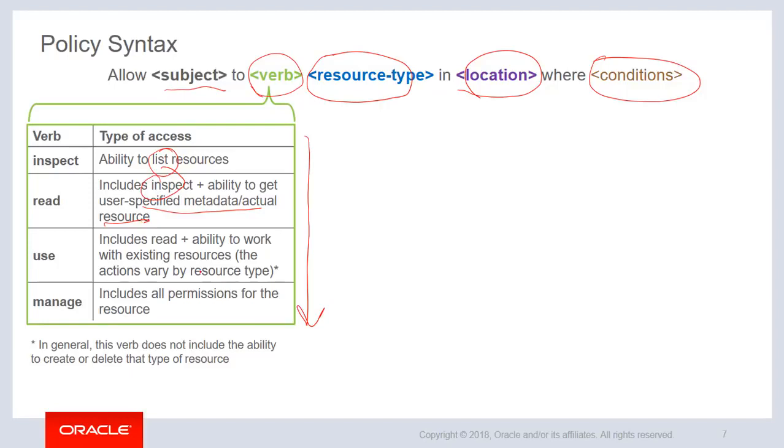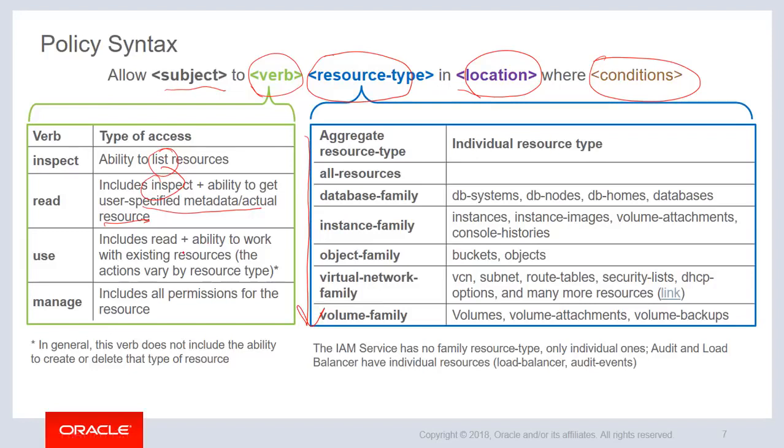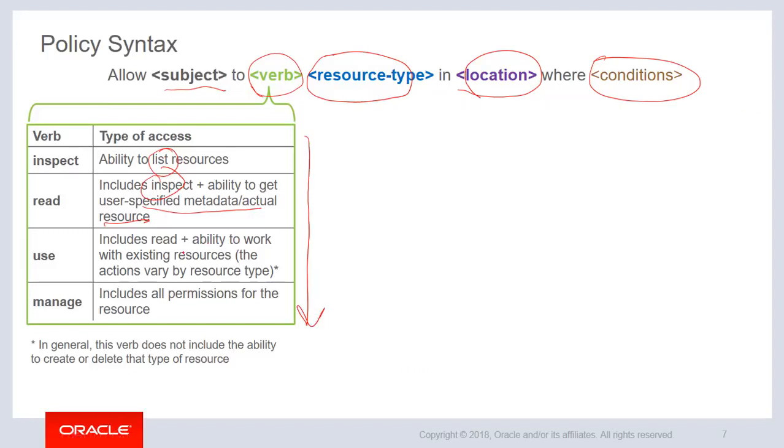The third level of access is use, which is read plus the ability to work with an existing resource, and the actions vary by resource type. But typically the rule of thumb is that when you give an access of use, this does not include the ability to create or delete that type of resource. If you want to give create or delete, the only option you have is to use the level of access called manage. So as you go from inspect to read to use to manage, your level of access increases and you get more access.